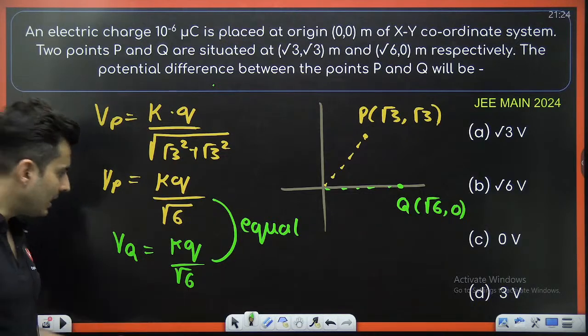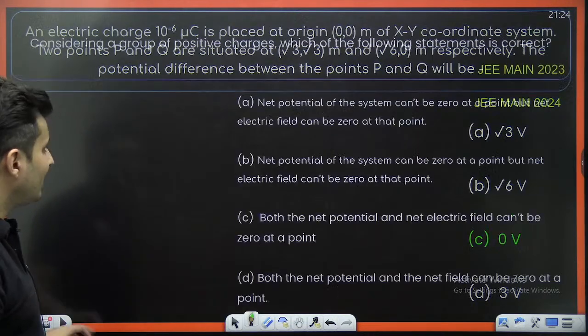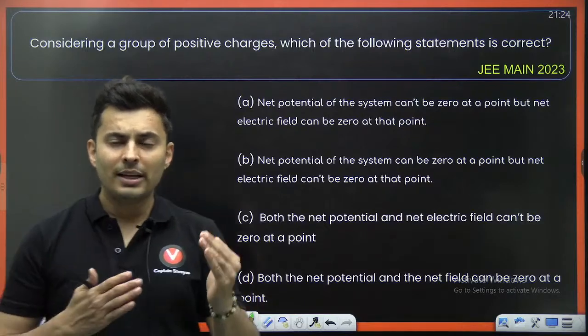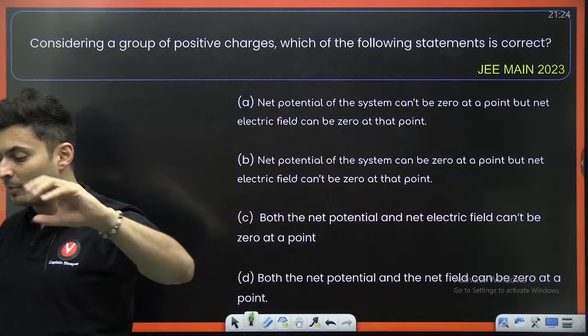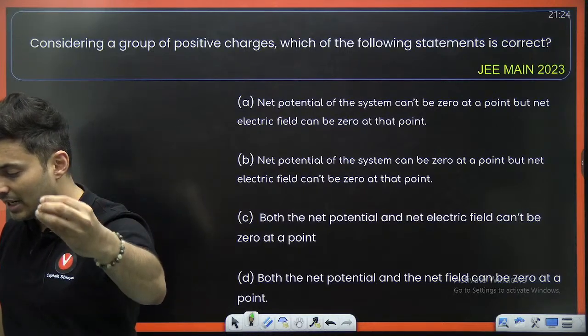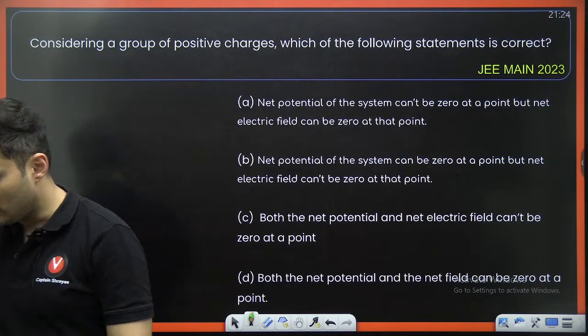Got it? Let's go to the next type of question. You can see all these are repeated models. Very commonly asked questions are from these models only. So if you practice them, you automatically practice for the next shift.